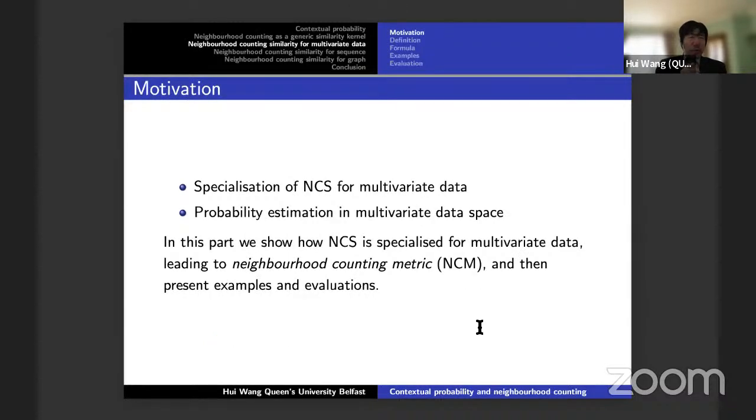Okay, moving on to the next topic, neighborhood counting similarity for multivariate data. This is actually one specialization of the generic similarity data for multivariate data. So the motivation is fairly simple. We want to specialize NCS for multivariate data, and we also want to estimate probability in multivariate data space because the NCS is closely related to the contextual probability. So these are the two motivations.